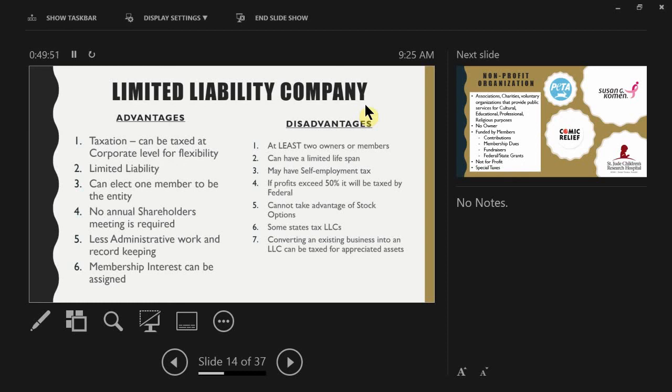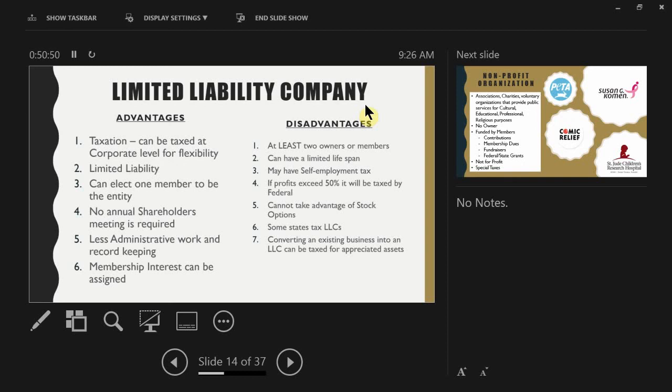And then number 5 is less administrative work is required for record keeping. Okay, so again, because you are a partnership, there's not really much work or anything that you really need to keep records for. And then lastly, number 6 is members' interest can be assigned. All right. So partnerships could be 2 or more people, you can have a central management, which could be the members of your company, and you can establish specific tasks, or they can be assigned a specific role. Okay, so that's pretty cool about that.